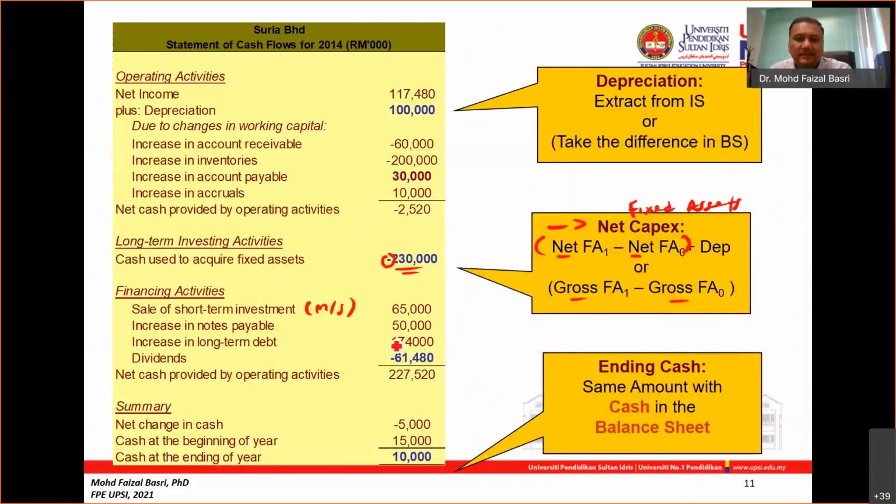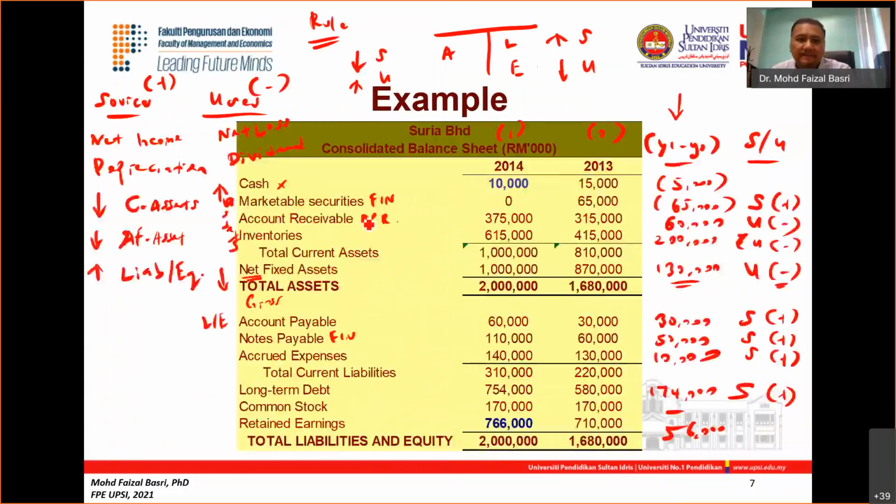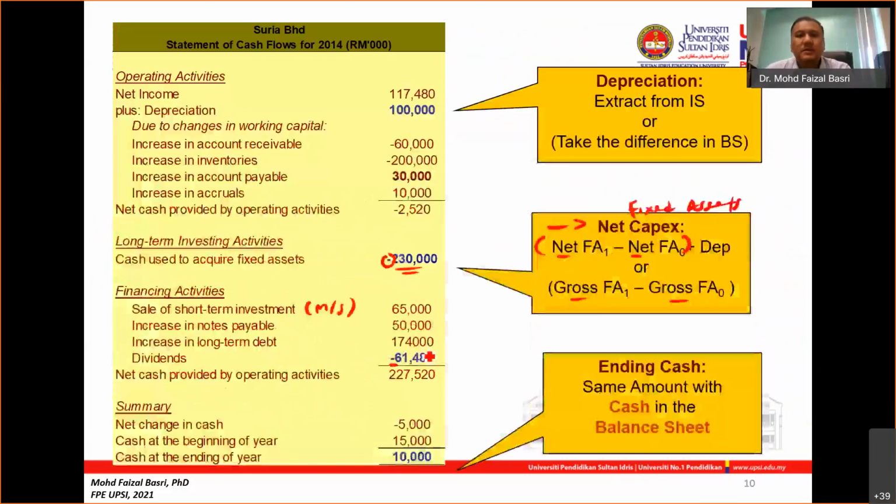Okay, long-term debt 174,000 and dividends 61,480, and dividend is always minus. Here I already mentioned it. For dividend, it's always uses. The income and depreciation always add. So this is the only one with a minus sign here. So again, similar approach, we plus and minus accordingly. So for these financing activities, they have net cash of 227,520 ringgit.